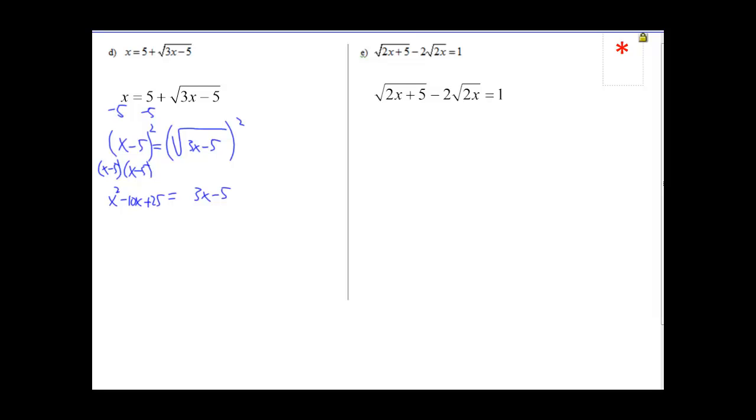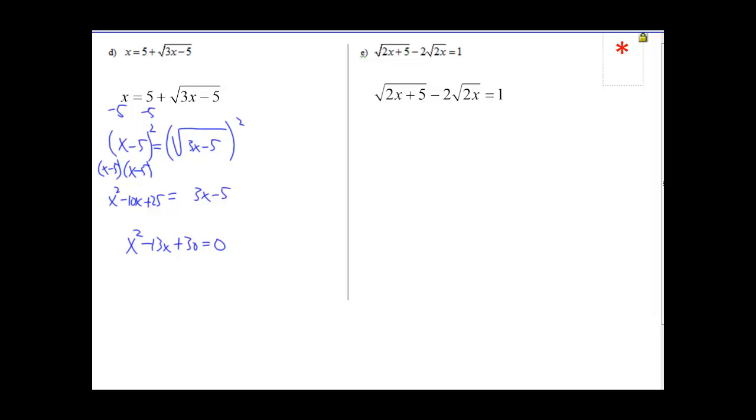That's going to give us x squared minus 10x plus 25. Okay, sit there, stare at it. What do you notice? You have a degree of 2. You have a quadratic. With quadratics, let's move everything to the left-hand side. X squared minus 13x plus 30 equals 0.